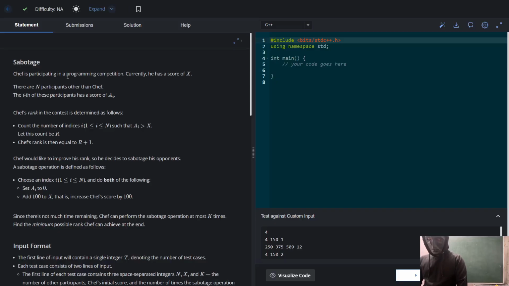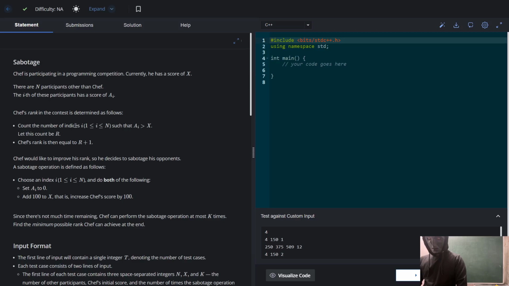Chef is participating in a programming competition. Currently he has a score of X. There are N participants other than Chef. The ith of these participants has a score of A of I. Chef's rank in the contest is determined as follows.